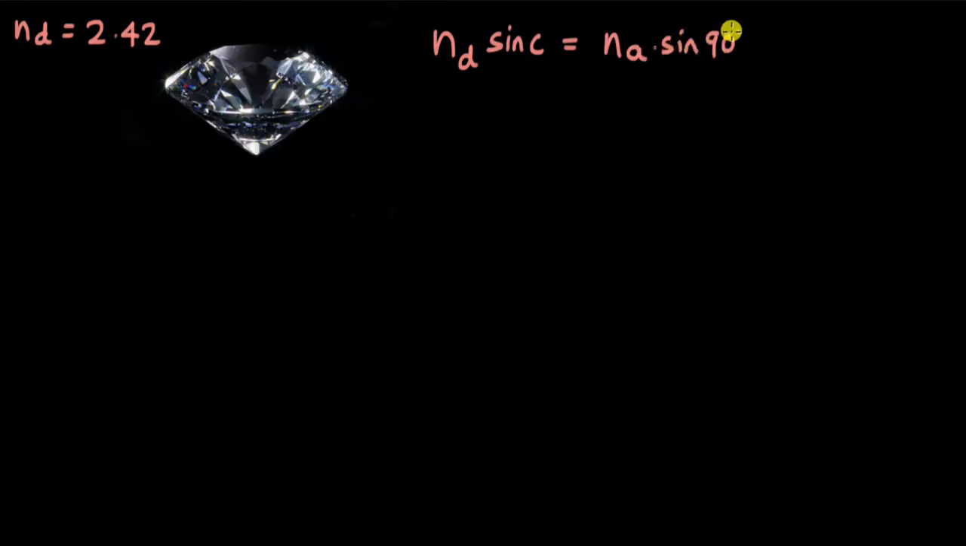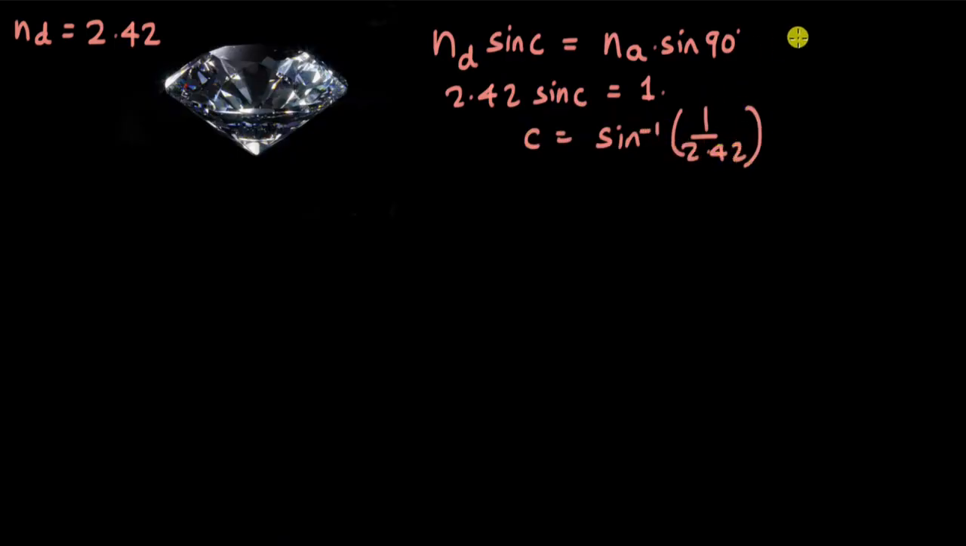Because at the critical angle of incidence, the refracted ray moves along the surface, along the interface, making an angle of 90 degrees with the normal. Sine 90 is 1, so N_D is 2.42, and we can figure out sine C using this relation. N_A, the refractive index of air, we can take as 1. So C, the critical angle, becomes sine inverse of 1 divided by 2.42, and this approximately comes out to be equal to 24.2 degrees. So the critical angle of the diamond-air interface is 24.2 degrees.